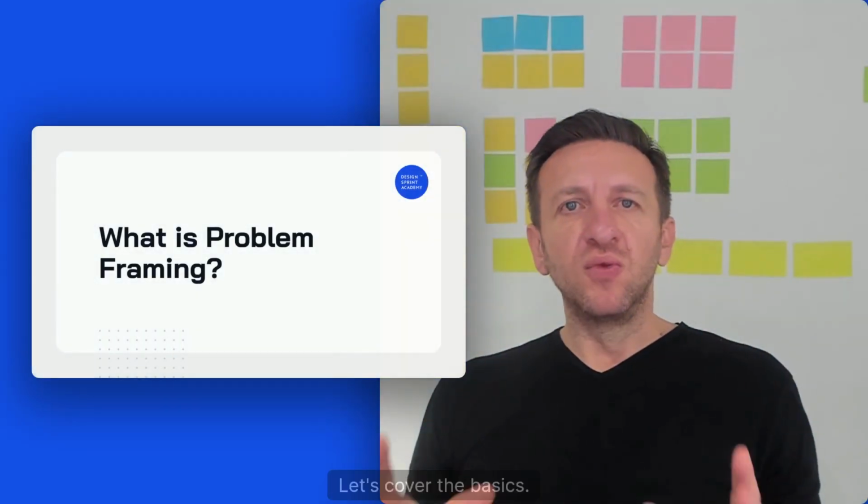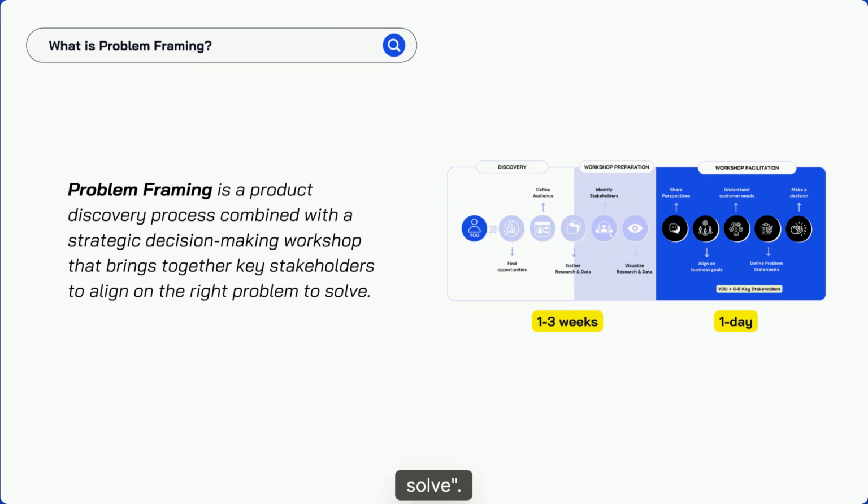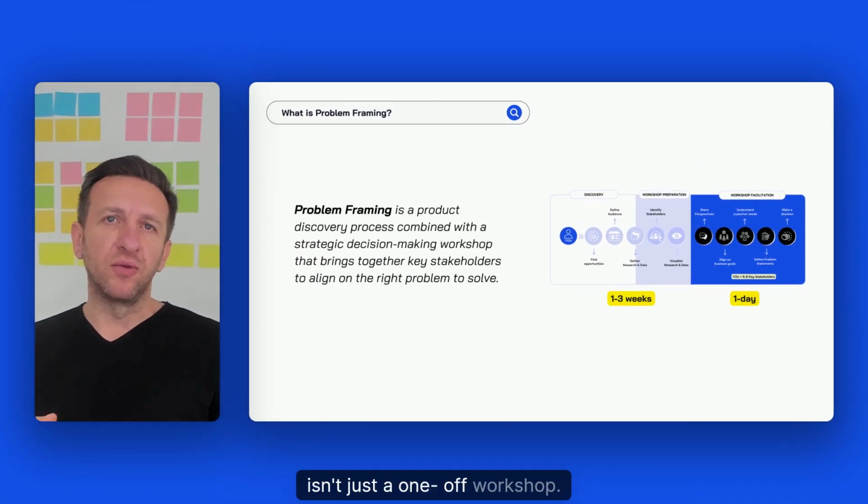Let's cover the basics. What is problem framing? Problem framing is an approach that combines product discovery with a strategic decision making workshop that brings together key stakeholders to align on the right problems to solve. The main takeaway here is that problem framing isn't just a one off workshop.